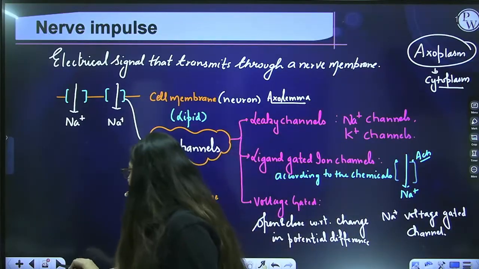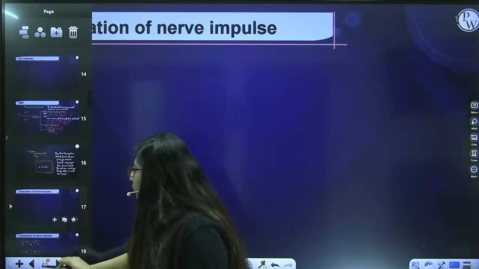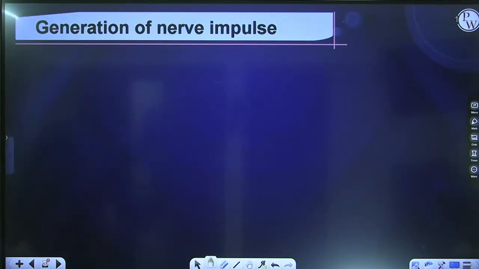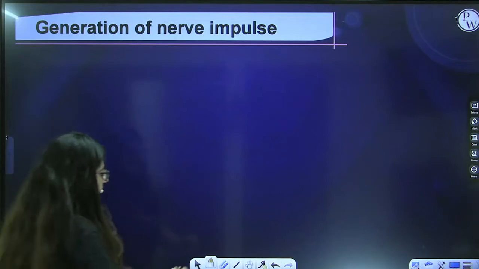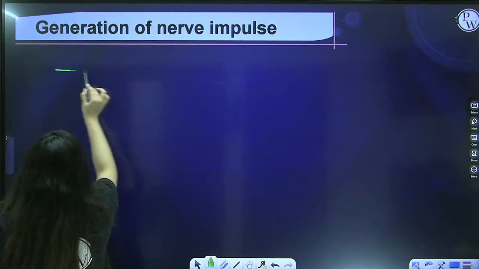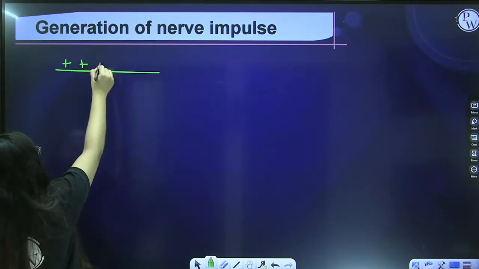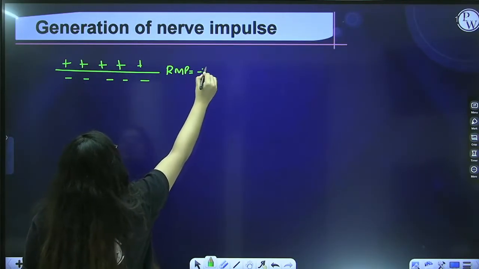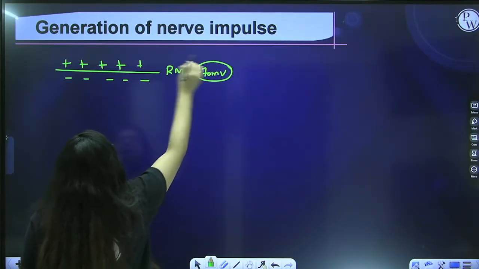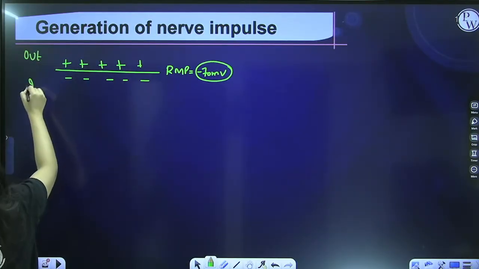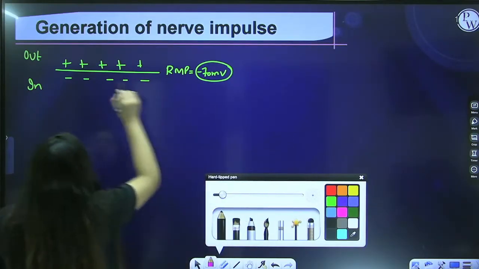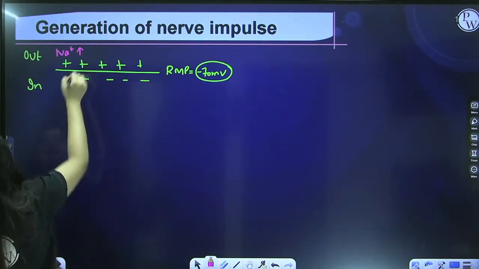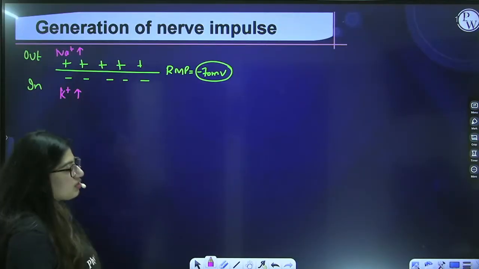Now let's move further and talk about how the nerve impulse is generated. Now guys, for example, this is a membrane and we say positive outside, negative inside, and this is RMP, and at RMP we have minus 70 millivolt. We say this is outside, this is inside. Outside always the sodium concentration is higher, and inside always potassium concentration is higher.